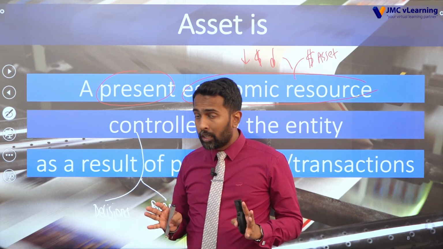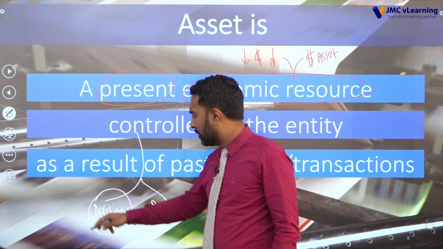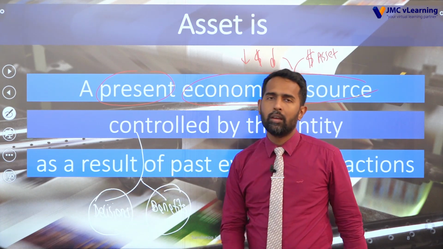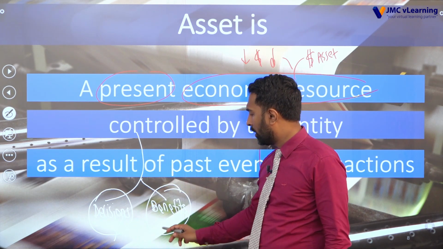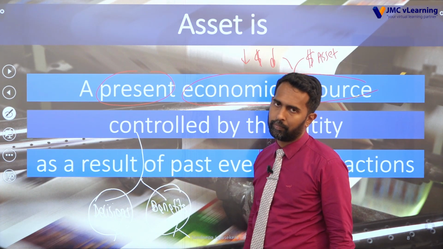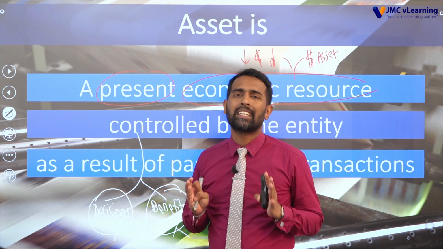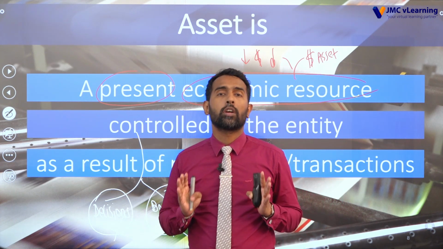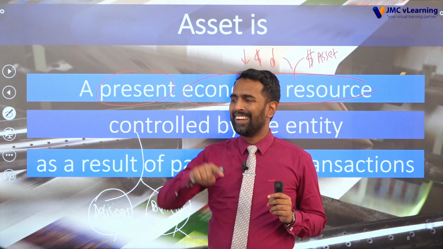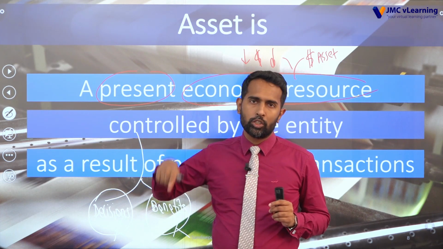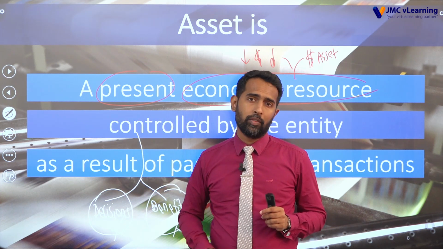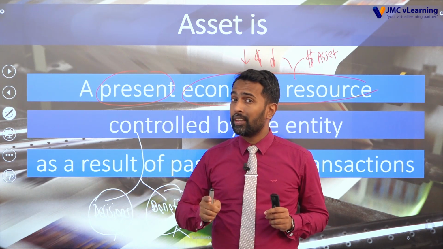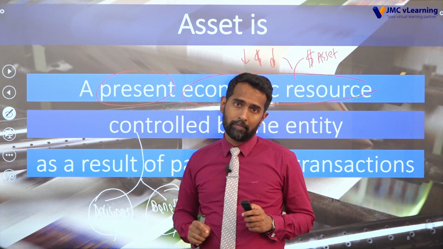If you are controlling something, you should be taking the decisions and obtaining the benefits. You should not allow others to take decisions. You should not allow others to take the benefits. So, in order to be an asset, it should be under your control. If it is a land, you are taking the decisions, you are getting the benefits. If it is a building, you are taking the decisions, you are getting the benefits. If it is a motor car, you are taking the decisions, you are getting the benefits as well.